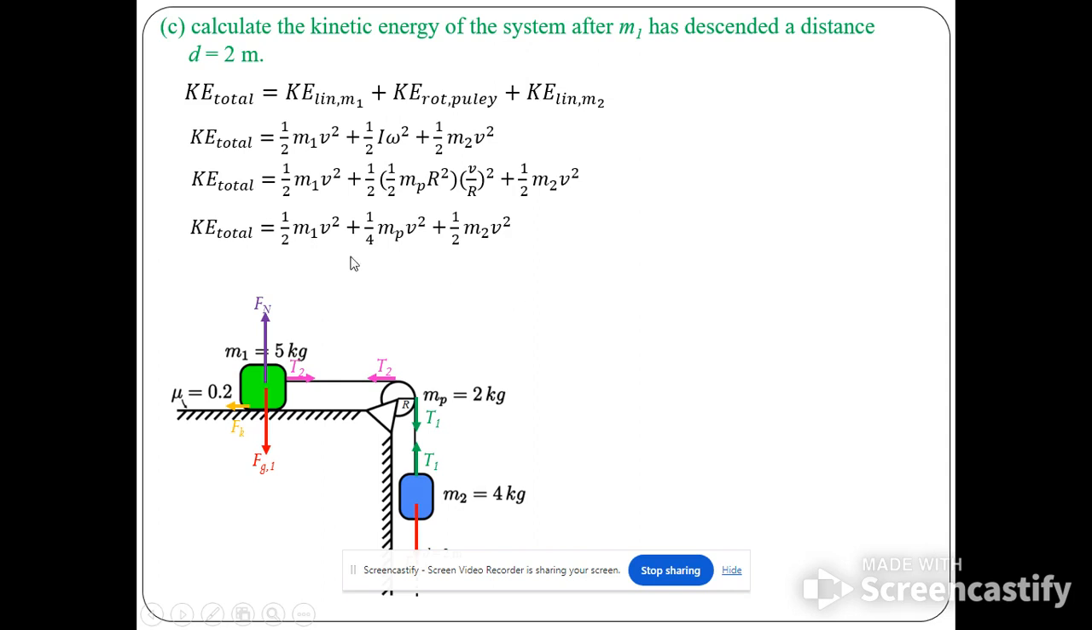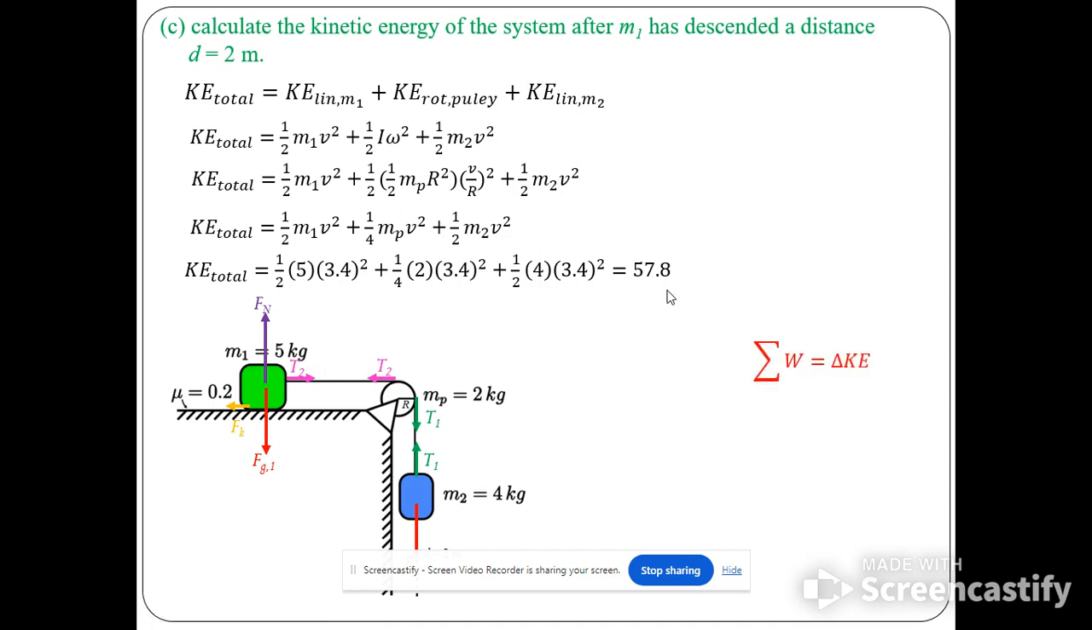Okay, and then everything else, you have M1. We just solve for V. V is 3.4-ish. Okay, so if you plug in all your values, which I did here, the mass here is 5. They all have the same V linear. And then notice here the coefficient in front is 1/4 because a half times a half is 1/4. And if you do that, you get about 57.8 joules.